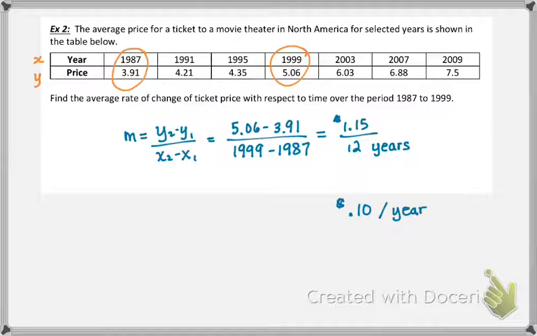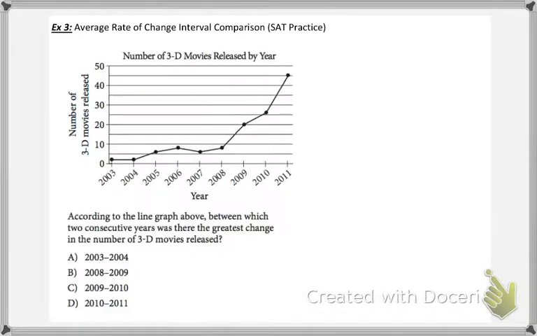Okay? And then one last example that will help you with your practice, the last Delta Math practice activity that you have to do, is comparing average rate of change in intervals. And this is an SAT problem that I took from one of the practice tests. All you have to do is read the graph and compare over which intervals. Is it increasing the most? Is it decreasing the most? Etc.